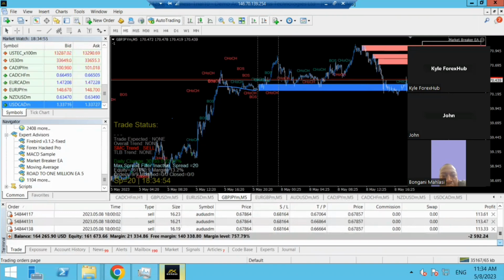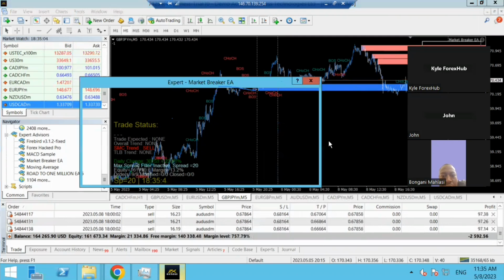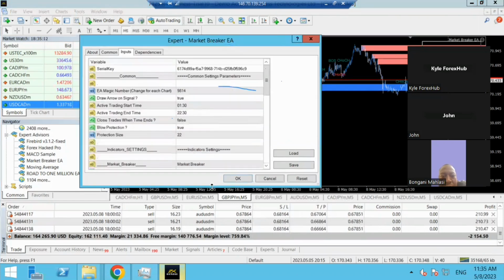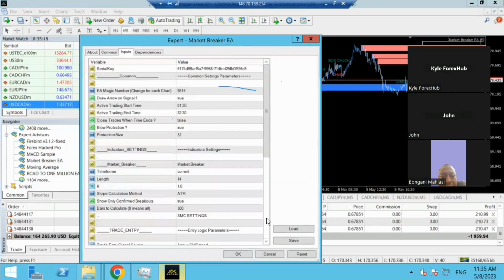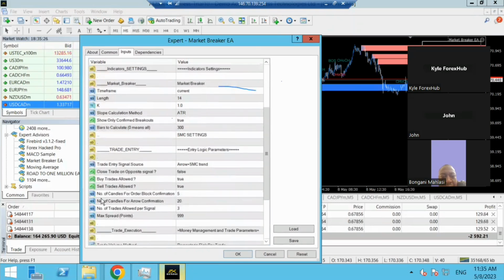So as you guys can see, this is my EA. It looks exactly like yours. I'm going to go to my inputs so that you can see that it actually looks like yours. If you want to know whether it looks like yours, these are the things you need to check over here, these inputs. If you don't have these inputs, then it means you're not using the right one. You could have been confused because I'm always sending lots of updates. Usually yours should have the number of candles for confirmation, and it should have this trade entry signal source. If you've got these, then you're actually using the latest version.